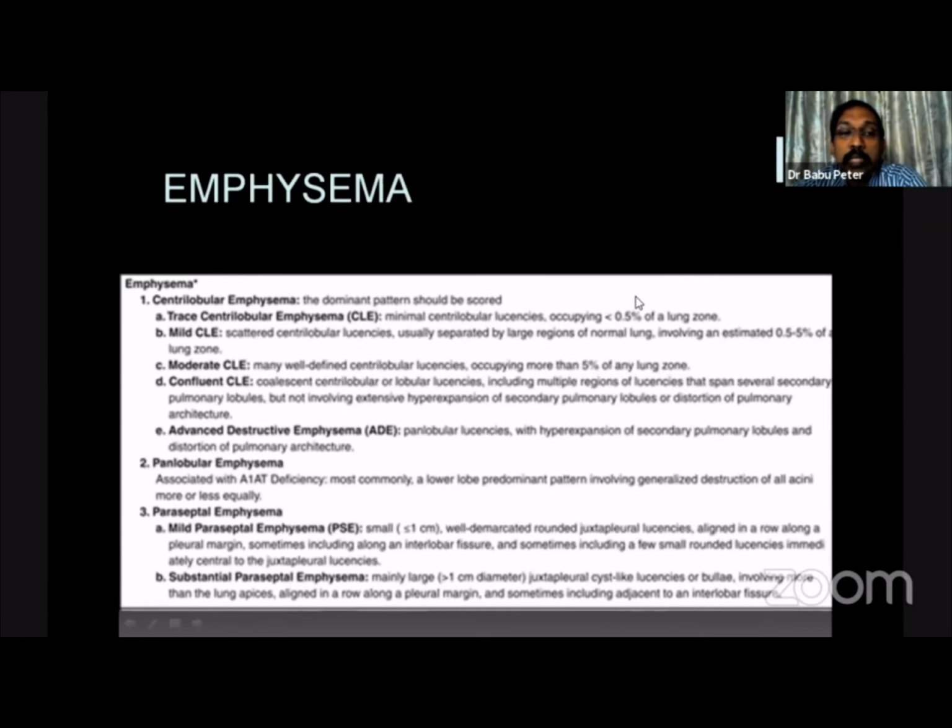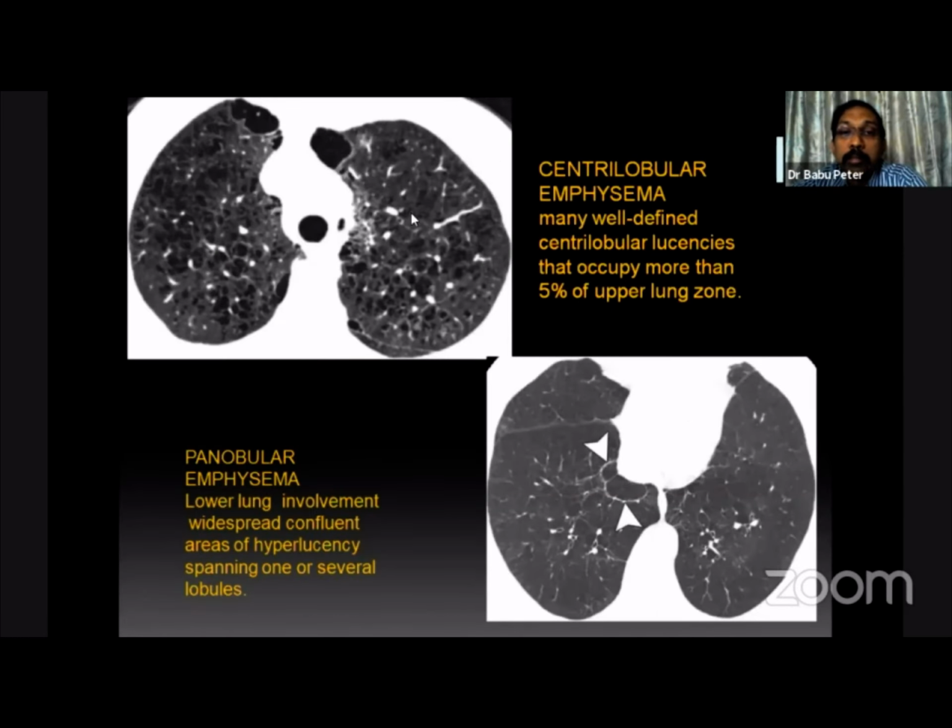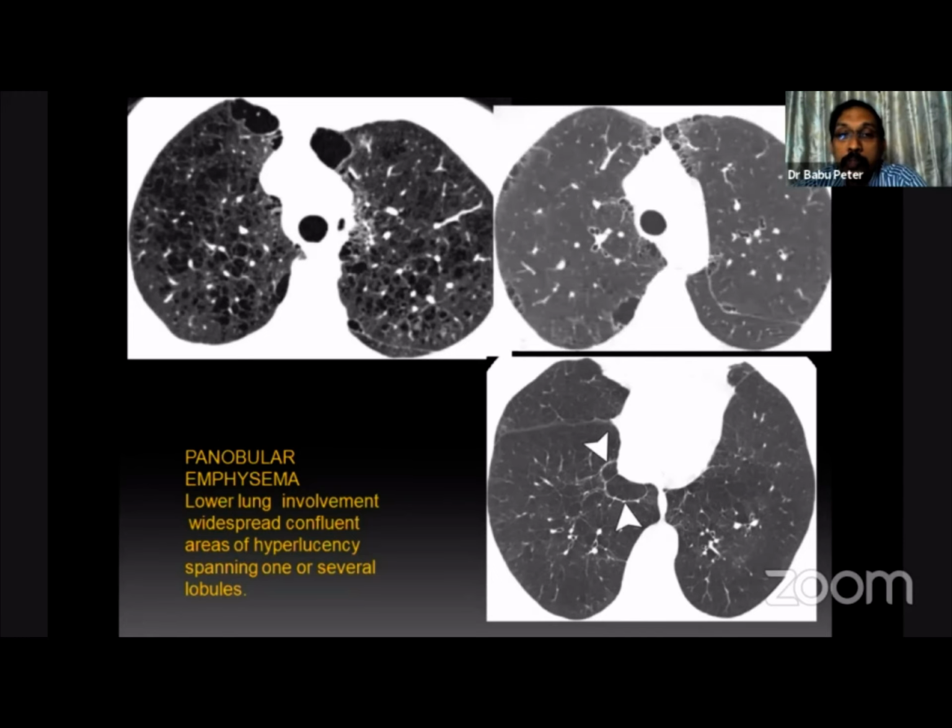So emphysema can be of various patterns. It can be centrilobular, panlobular, or paraseptal. The typical centrilobular emphysema usually occupies the upper zone. These are centrilobular lucencies. Panlobular emphysema usually involves the lower lung predominantly, and there are confluent areas of hyperlucency that can span one or more lobules. This is the typical paraseptal emphysema, which involves mainly the periphery of the lung parenchyma.